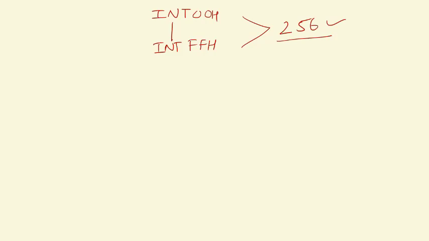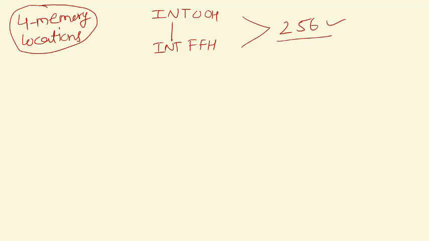Basically, each interrupt instruction requires 4 memory locations to store each interrupt address. So total we have 256 interrupts, and the memory required to store the interrupt addresses is 256 into 4, which will be 1024 bytes, or we can say 1 kilobyte. So 1 kilobyte of memory is used to store the interrupt addresses.